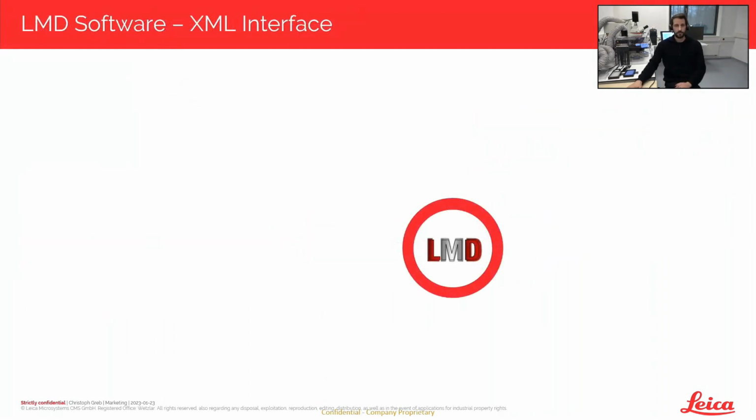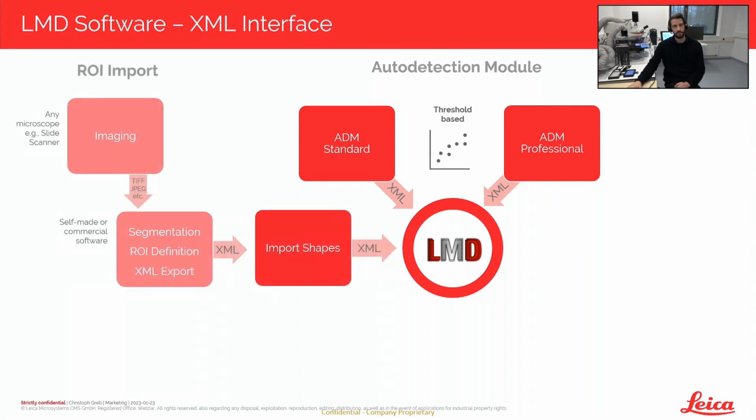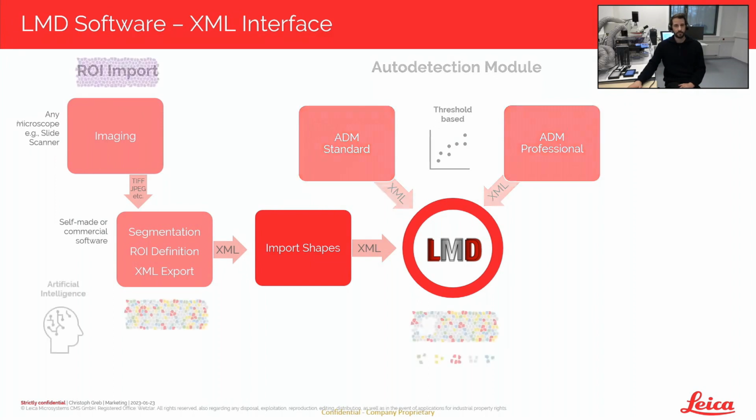Good. The LMD software is here in the middle of this slide, and from there we also have other opportunities, I would say LMD software internal opportunities, to detect regions of interest automatically. We will not talk about those here. We call them the auto detection module, but today we are talking about the left side here, which is the ROI import. So how to get your regions of interest from other softwares to the LMD. As I just said, you can do the imaging with any kind of microscope, and then you do your segmentation with some AI software, and put this information to the LMD via XML files.